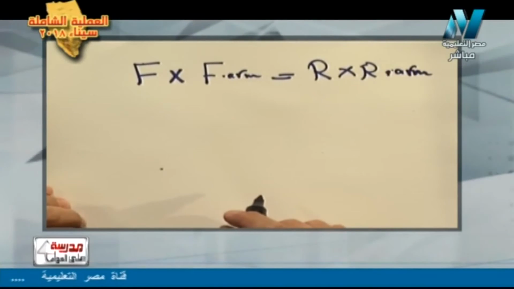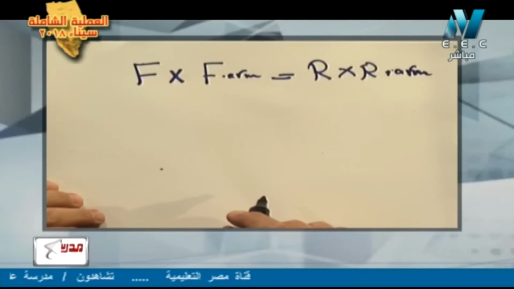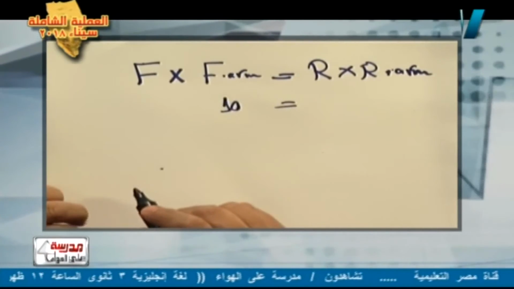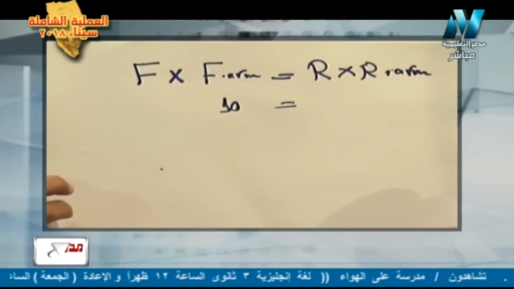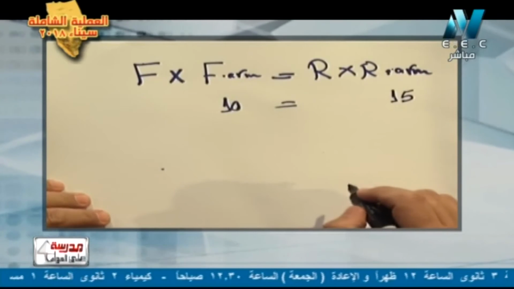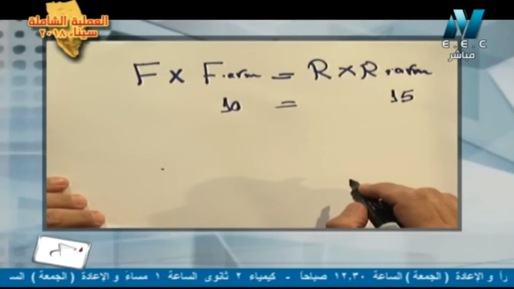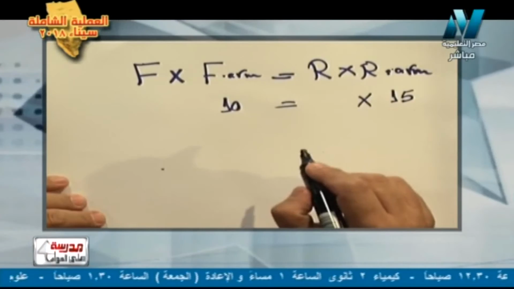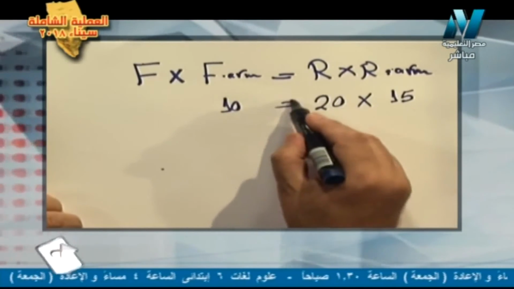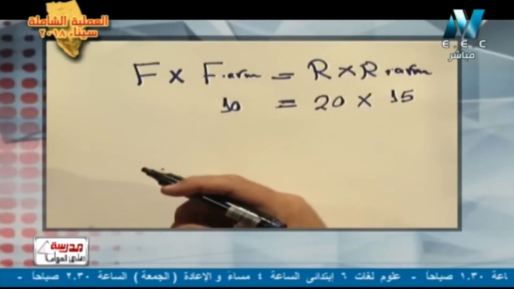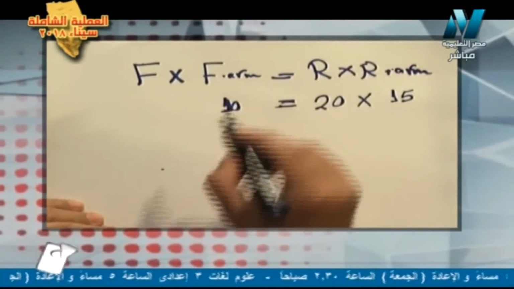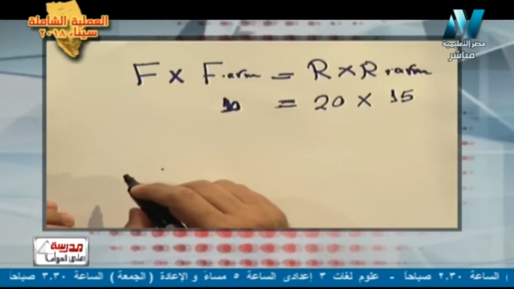The length of the force arm of a crowbar is 10 centimeter, so it will be here 10 centimeter. The length of the resistance arm is 15 centimeter, so it will be here 15 centimeter. The value of the resistance force equals 20 Newton. Here it is very important to read the problem slowly so that I can do excluding of the values, meaning extracting the values that I have. And find the value of the effort force.